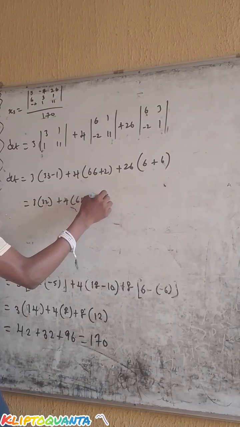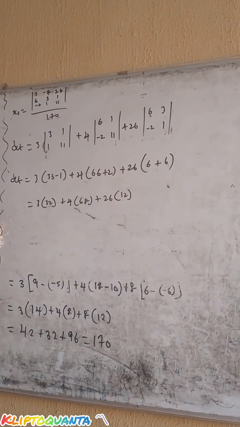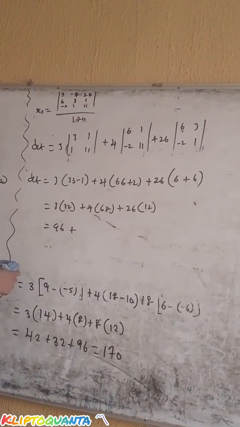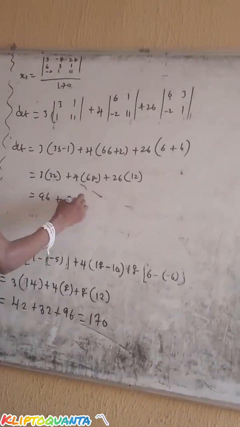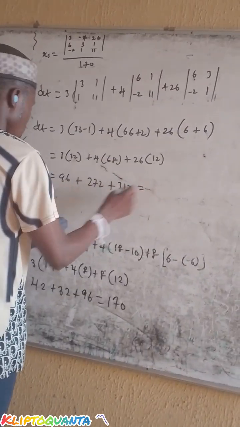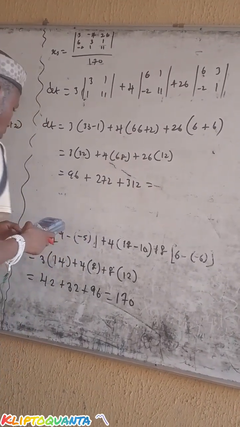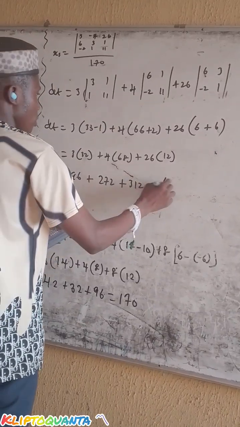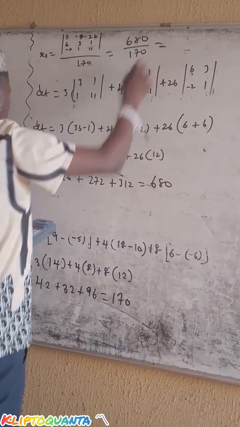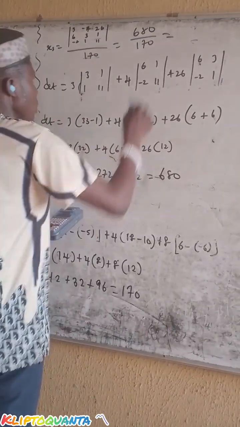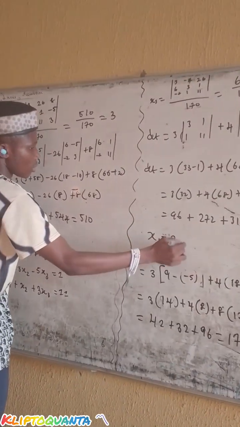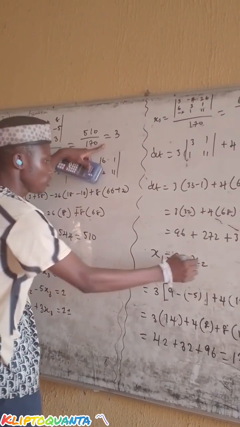So from there we have 32 times 3, that gives us 96, plus 68 times 4, that gives us 272, then plus 26 times 12, that gives us 312. So 312 plus 272 plus 96, that will be 680. So therefore, that will be equal to 680 divided by what? 170. And the answer divided by 170 should give us 4. Which means our x1 now from the related answer is 2. Our x2 is 3. And our x3 is 4.